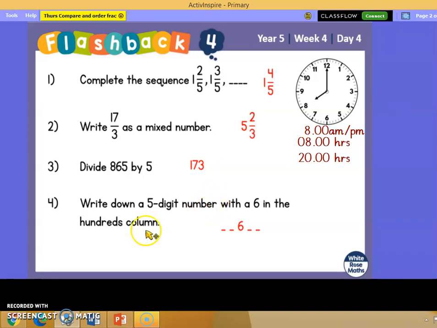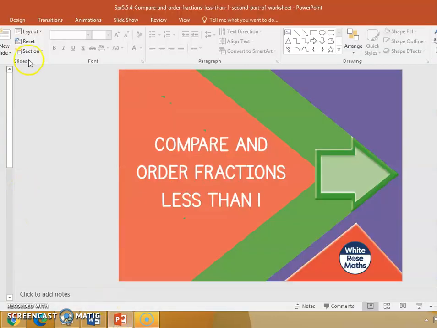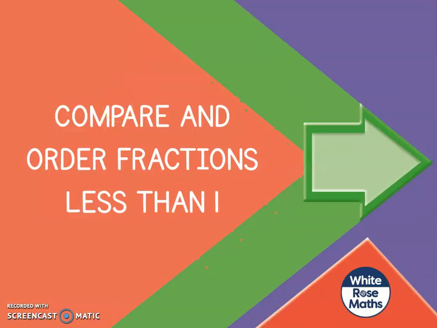For number 4, write down any 5-digit number. So long as the 6 is in this position, you've got it correct. Let's move on to today's learning. So today, we are still comparing and ordering fractions that are less than one whole one. Let's have a look at our skills to get us started with that. Compare and order fractions less than 1.